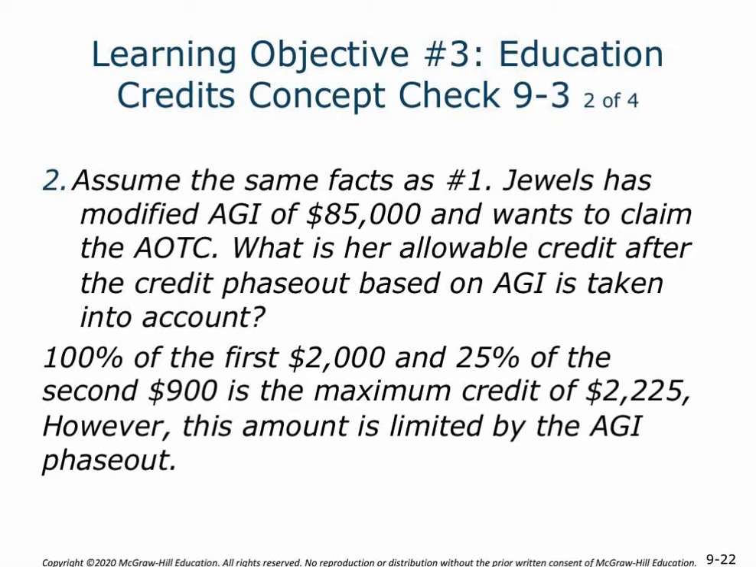Concept check 2. We're going to assume the same facts, but we're going to give her a modified AGI of $85,000, and she wants to claim the American Opportunity Tax Credit. We want to know what the allowable credit after the credit phase out would be, based on her AGI taken into account. Here she's going to get 100% of the first 2,000, 25% of the second 900, for a maximum credit of $2,225. However, earning $85,000, she's going to be halfway through that AGI phase out.